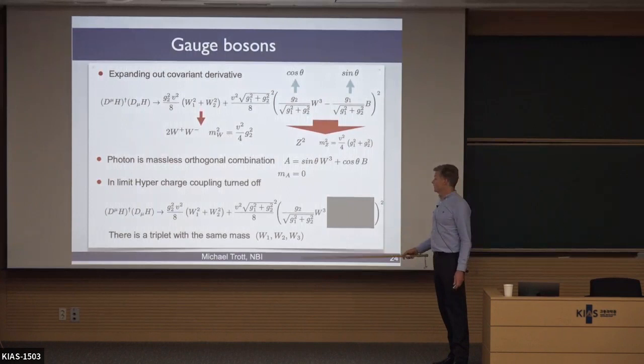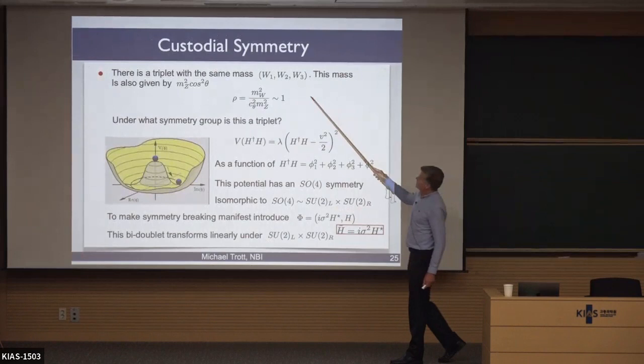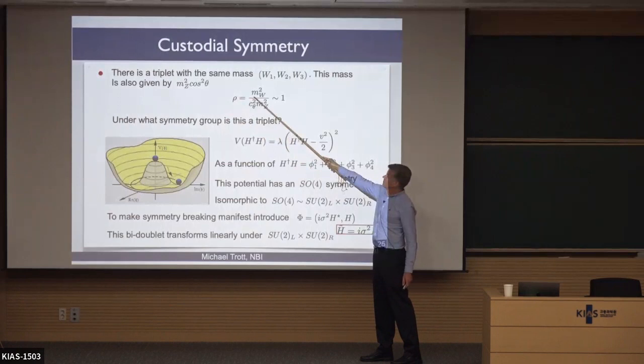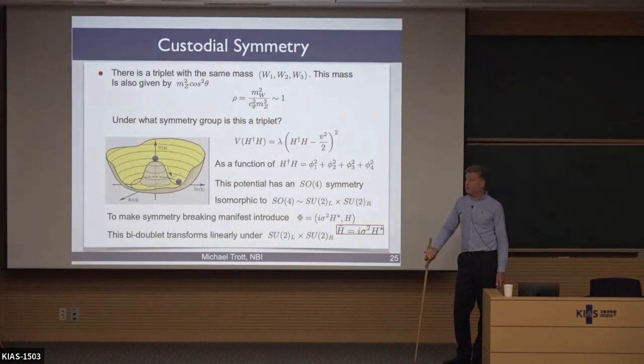Okay, so we have this triplet, these three W fields all have the same mass. If you look at them, you combine up to be the same. And it's basically the mass you can assign to the triplet, and you can also write down that mass in terms of this form, and this ratio you can construct, which is the rho parameter, is 1, essentially. This is basically the same expression. So there's a symmetry that this triplet of W's is a representation of, and it's essentially what we call custodial symmetry. So where is custodial symmetry hidden in this Lagrangian?